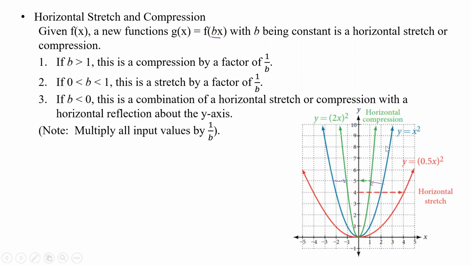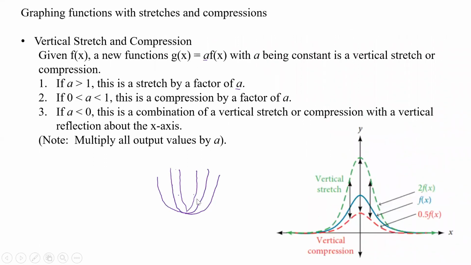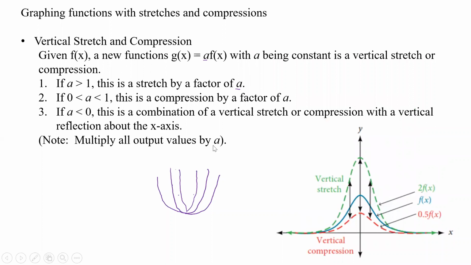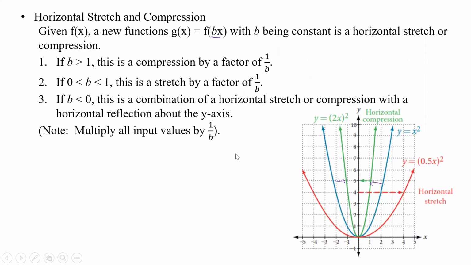And so compressions and stretches horizontally do the opposite of what they do with the vertical stretch and compressions. That's something to remember, and that's because we have that 1 over b factor, and for this one we multiply all the outputs by a. All right, so that's horizontal stretch and compression.